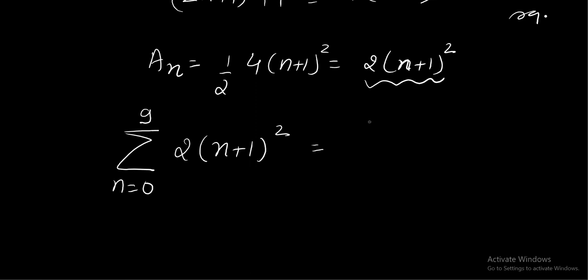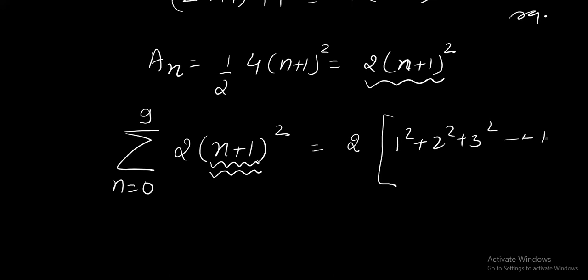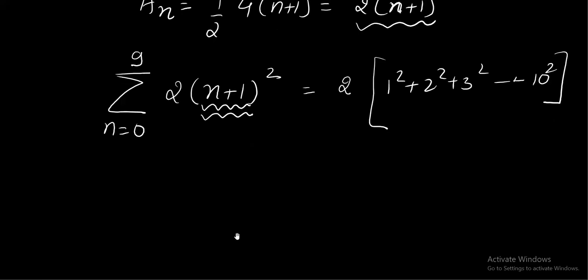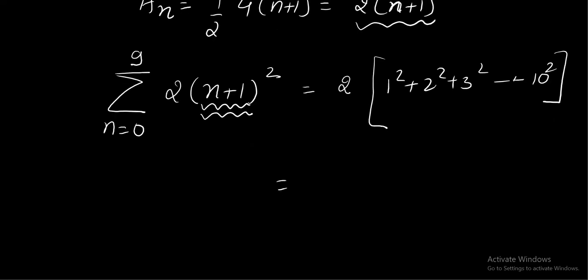How we are going to solve it now? So for this, what you have to do, just take 2 common. Keeping n equal to 0 means this will become 1 का square. Keeping n equal to 1 means 2 square. So basically it is nothing but 1 square, 2 square, 3 square से लेकर 10 squares तक का sum, है ना? So how you are going to get the sum of squares of first 10 natural numbers?